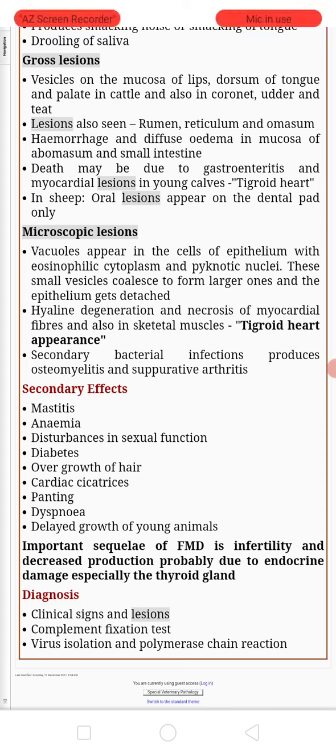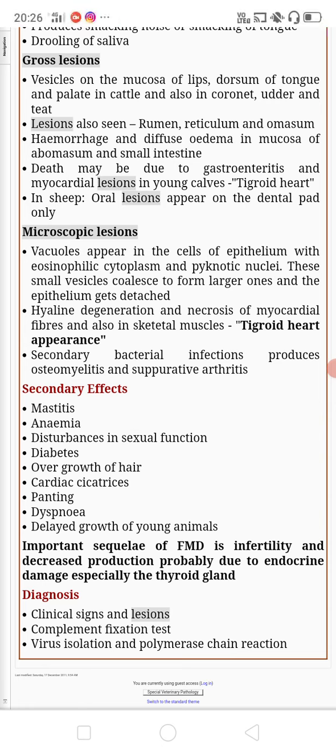Then the microscopic lesions. Vacuoles appear in the cells of the epithelium with eosinophilic cytoplasm and pyknotic nuclei. These small vesicles coalesce to form larger ones and the epithelium gets detached. Hyaline degeneration and necrosis of the myocardial fibers, also in skeletal muscle, give the tigroid heart appearance. Secondary bacterial infection produces osteomyelitis and suppurative arthritis.